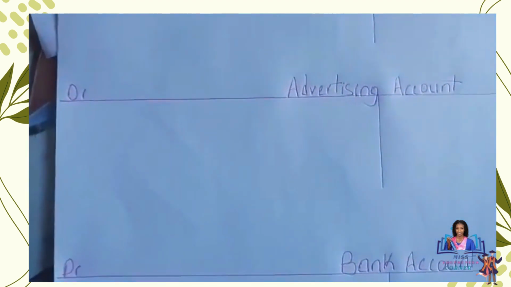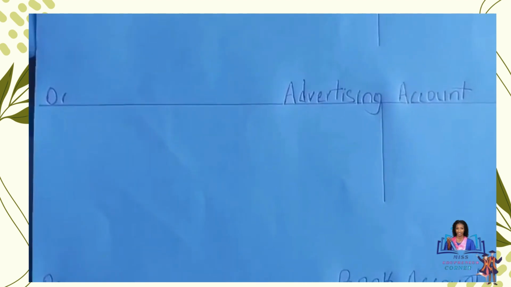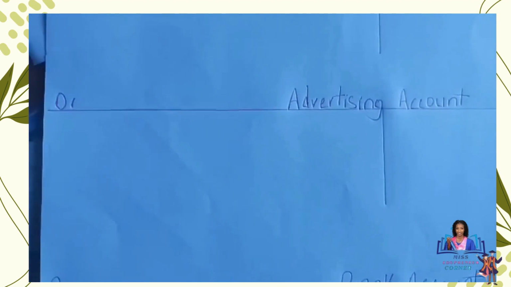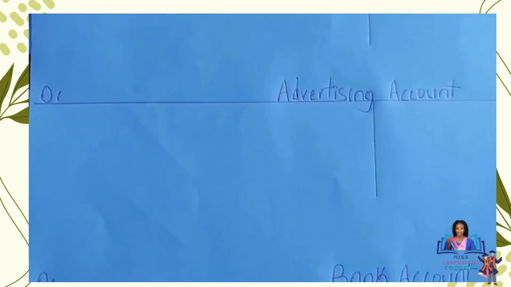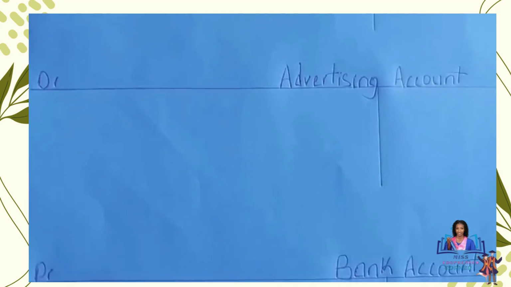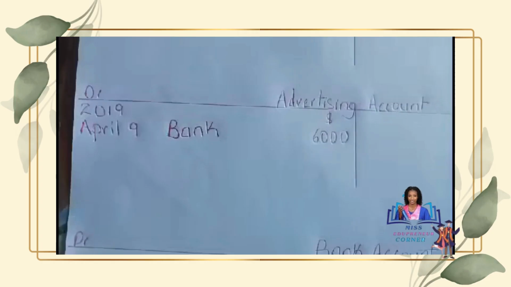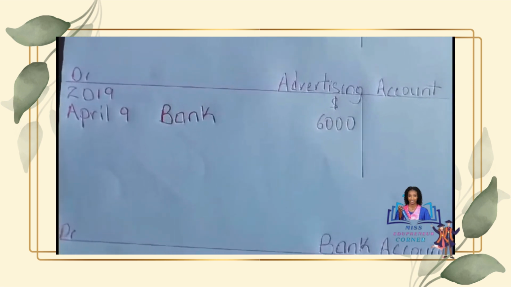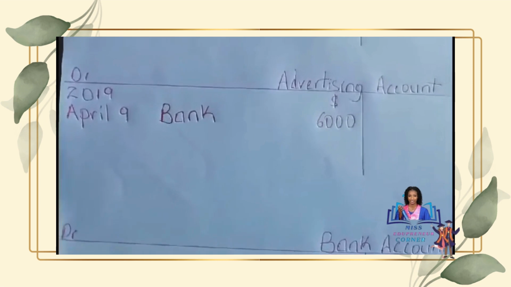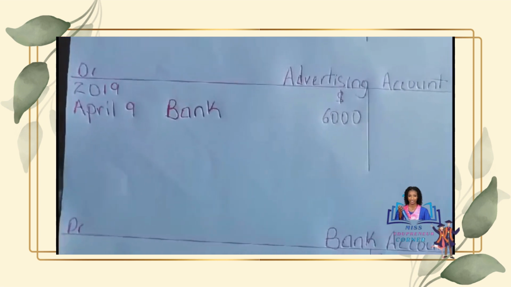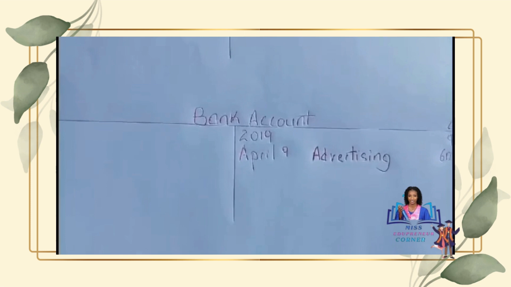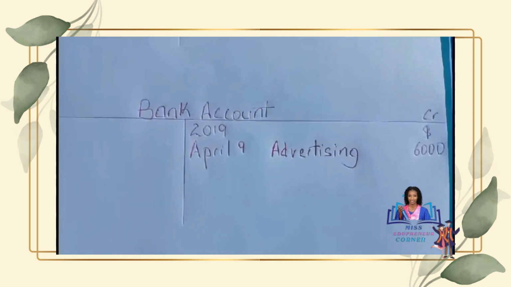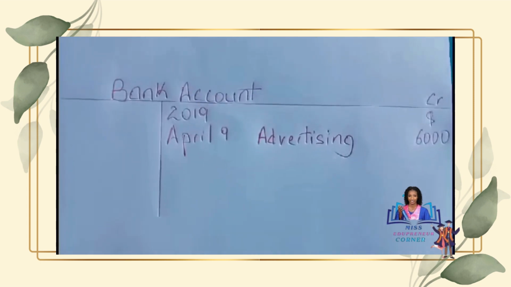So we are to come to this expense account, and we're going to make a debit entry. So the date, the detail will be the name of the other account in the same transaction that is being affected, and the amount. This entry signifies that money was taken from the business bank account for the purpose of advertising. And under the bank account, it was credited to show that money was taken. So the money in the bank is decreasing as a result of advertising.